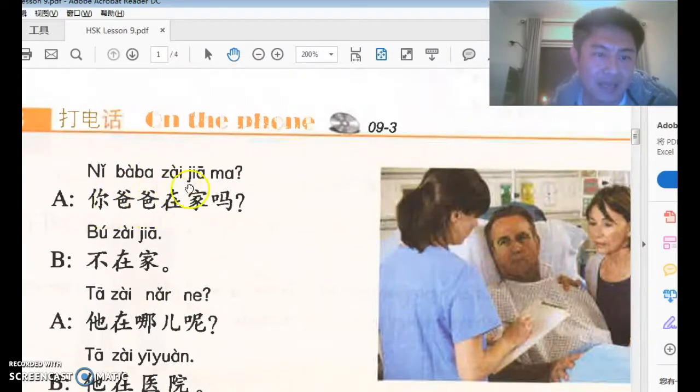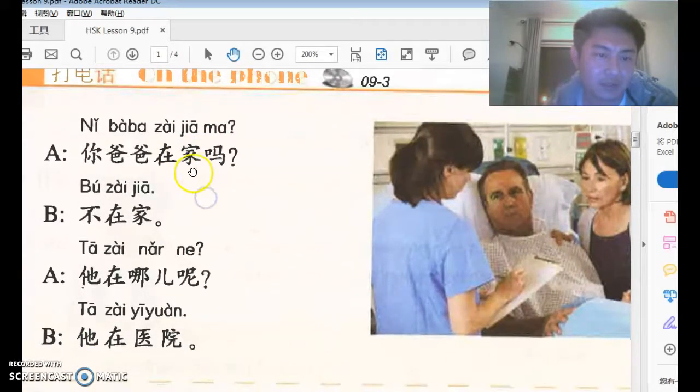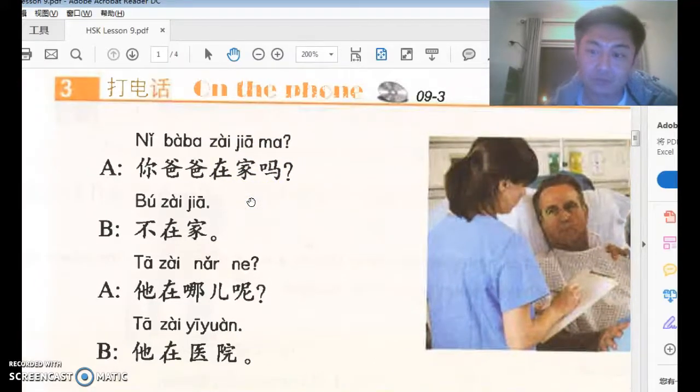你爸爸在家吗？在家, at home. It's a home. We learned that in lesson 5, I think. Remember the writing, the little roof, and then there's a pig below the roof. The pig indicates the sacrifice for ancestors. So under the roof, we have ancestors. That's what a family really is, or presents in the Chinese language. Anyway, B says 不在家. Very lazy answer. Not at home. Or 我爸爸不在家. My father is not at home.